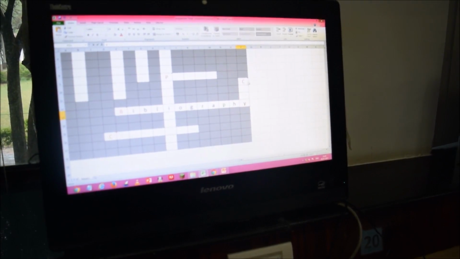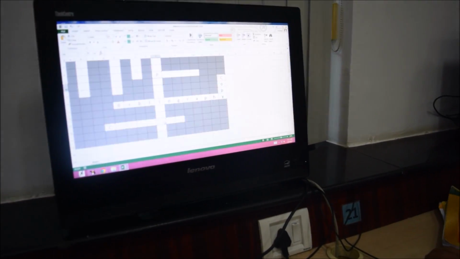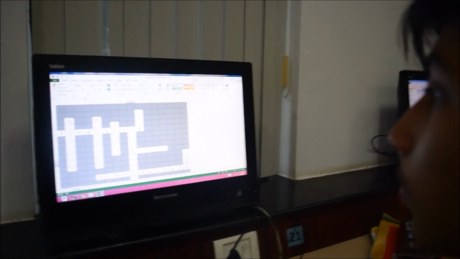To evaluate their learning, they were given a crossword puzzle to solve in the class and were rewarded with 500 points if they solved it completely.